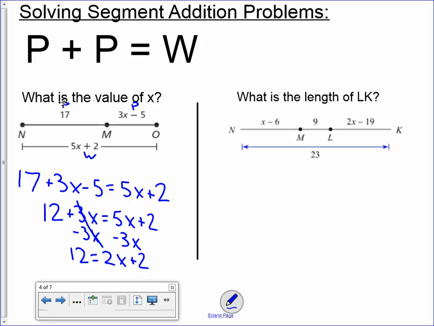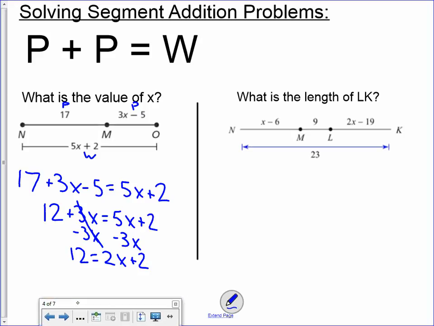The next thing I'm going to do is subtract 2 from both sides and get 10 equals 2x. The last thing I'm going to do is divide both sides by 2, and x is equal to 5. Since the question is asking what's the value of x, that's my final answer right there.